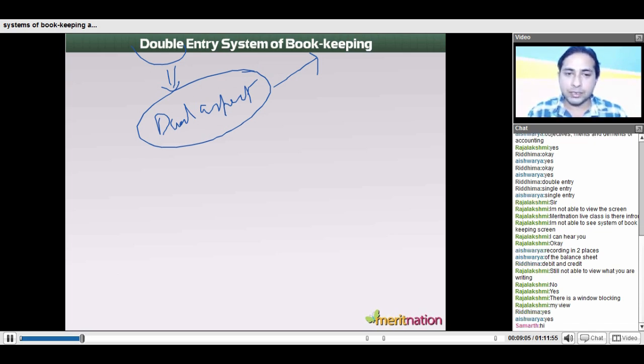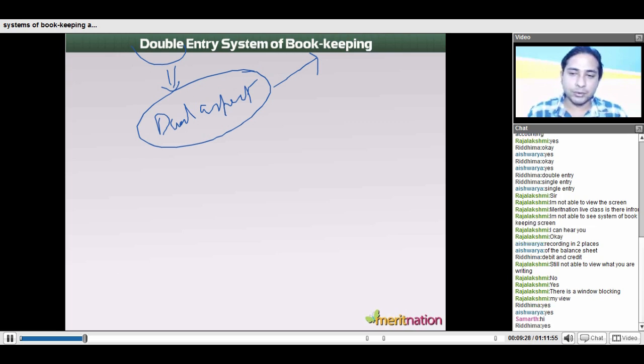So basically what I was saying is that dual aspect means how we are maintaining the books of account, and for every transaction we have dual aspect. Do you know about this? How we have two aspects of a transaction? Anyone? Two aspects of a transaction.